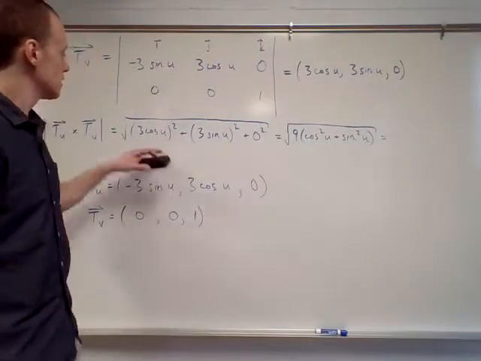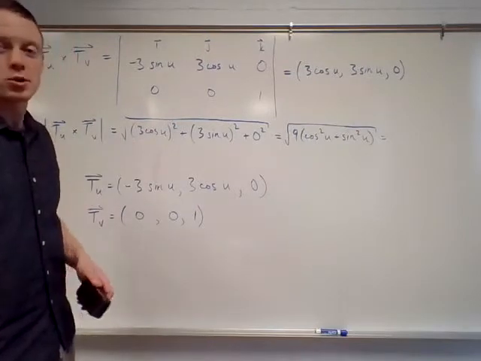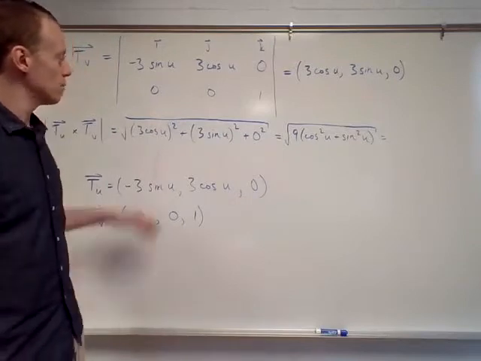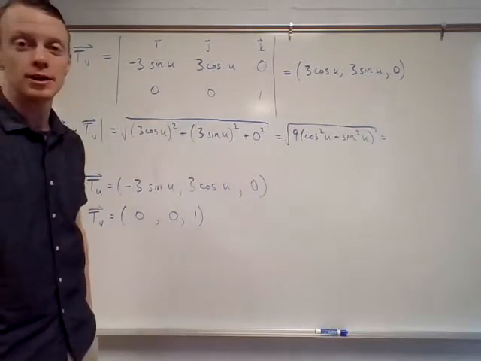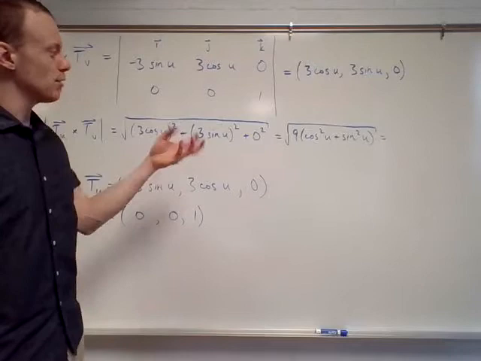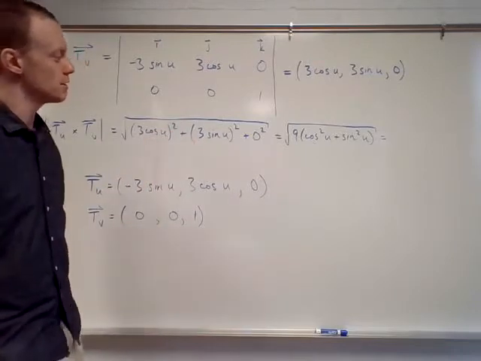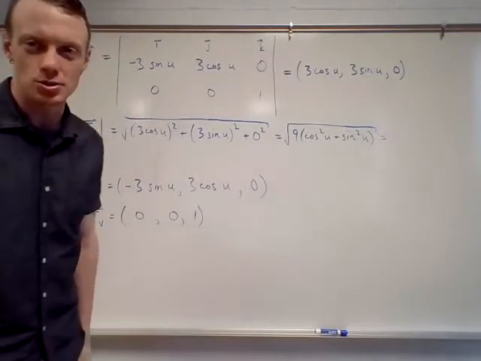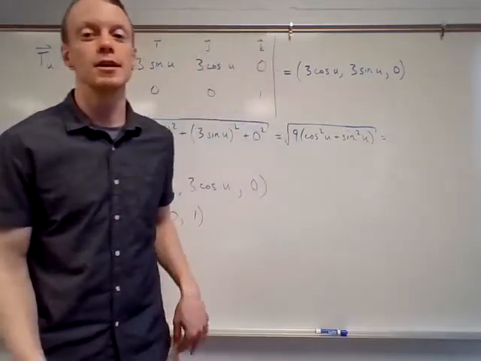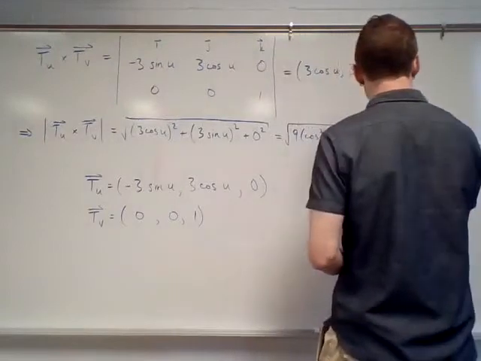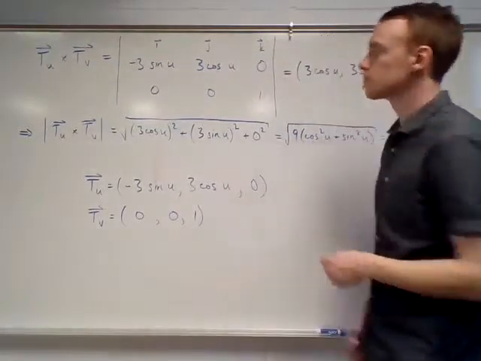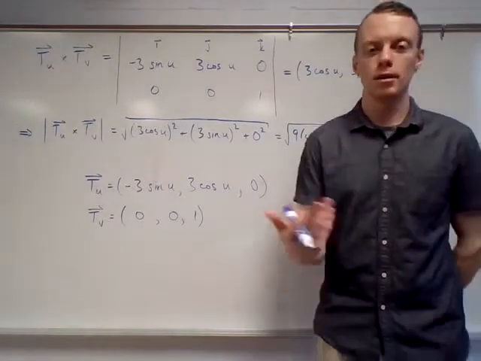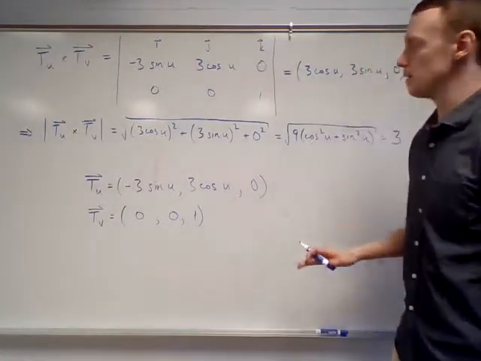So we get 3 times cosine of u squared plus 3 times sine of u squared plus 0 squared. We can pull out the common factor of 9 that we're going to get from each of these two terms, and we're left with sine squared u plus cosine squared u. Lovely Pythagorean identity coming back into play here. This is just 1, so we get the square root of 9, or 3. So we've calculated part of what we need to find here.